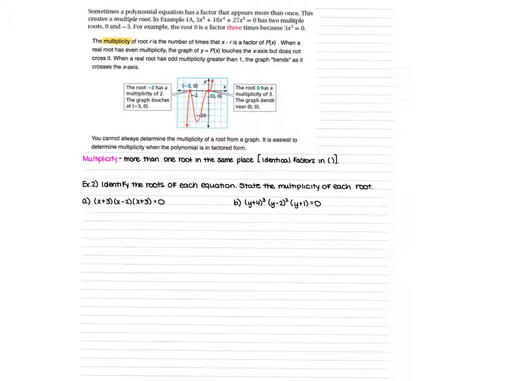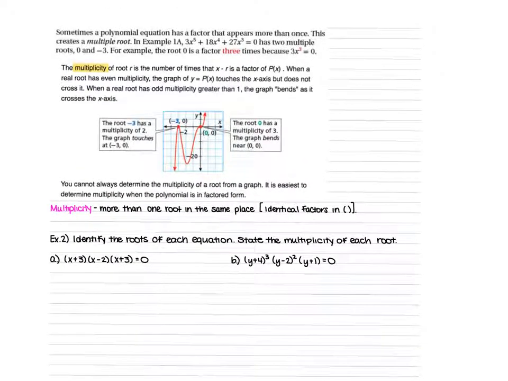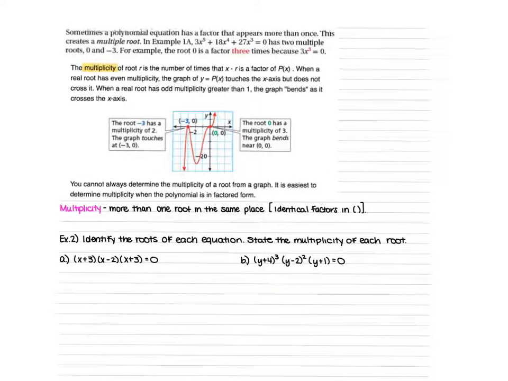So yesterday we found the zeros, and we did that by factoring. Whatever polynomial we had, we factored it, and then we set each one of those factors equal to 0 because we knew that if one of those things equaled 0, then the whole polynomial will equal 0. So today we're going to talk about something called multiplicity.